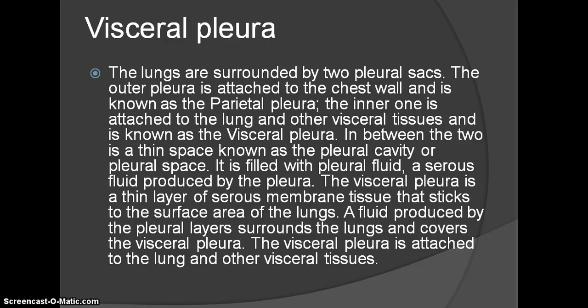Visceral pleura. The lungs are surrounded by 2 pleural sacs. The outer pleura is attached to the chest wall, also known as the parietal pleura. The inner one is attached to the lung and other visceral tissues, also known as the visceral pleura. In between the 2 is a thin space known as the pleural cavity, or pleural space. It is filled with pleural fluid, again which we'll talk about in a minute, a serous fluid produced by the pleura. The visceral pleura is a thin layer of serous membrane tissue that sticks to the surface area of the lungs. A fluid produced by the pleural layers surrounds the lungs and covers the visceral pleura. The visceral pleura is attached to the lung and other visceral tissues.